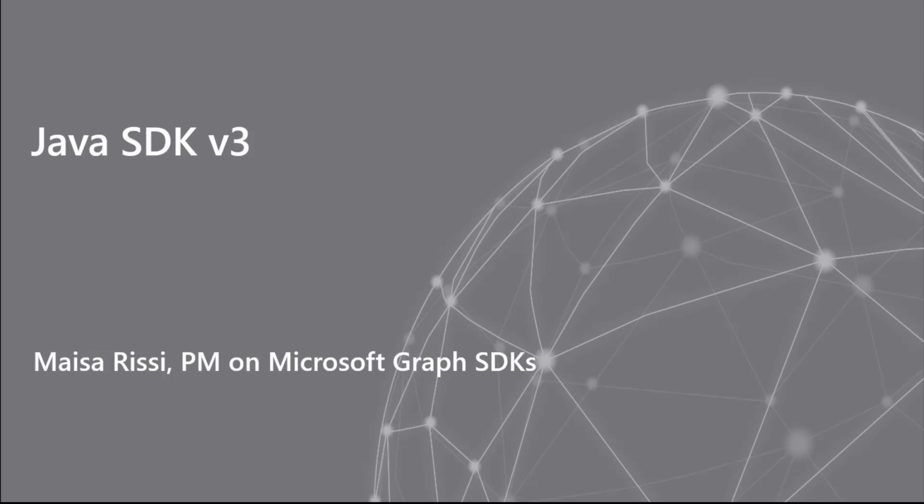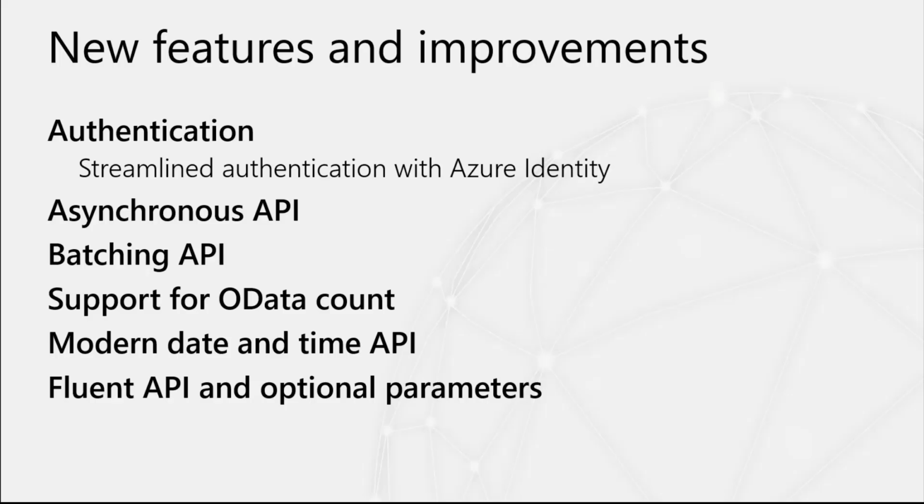Today, as Nick said, I'm going to highlight some of the new features and improvements in our Microsoft Java SDK. We recently announced the general availability of Microsoft Graph Java SDK v3. This new version of the SDK now leverages Azure Identity to improve the authentication experience, providing support for device code flow and client credentials grant flow that were not previously supported.